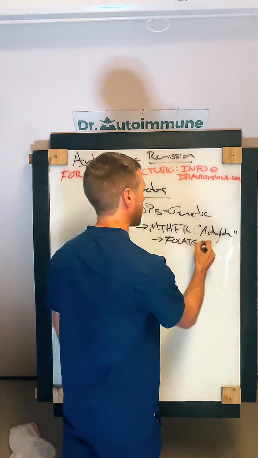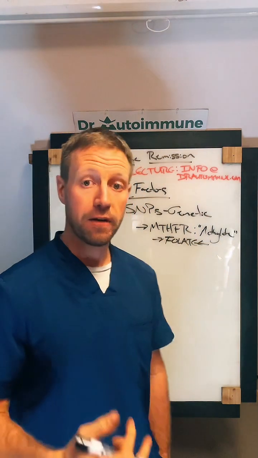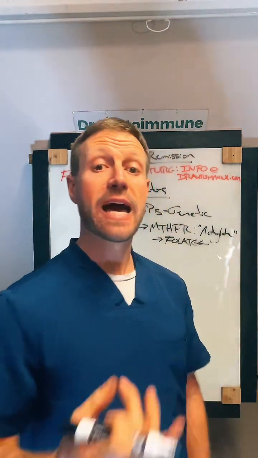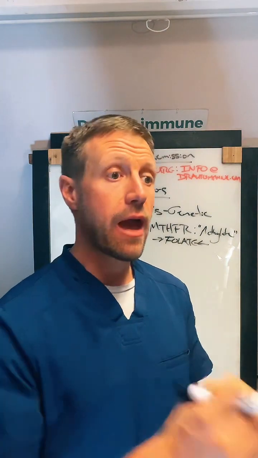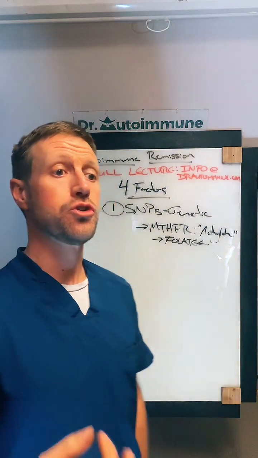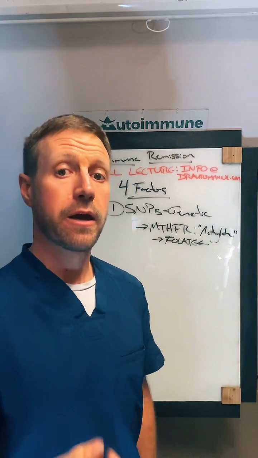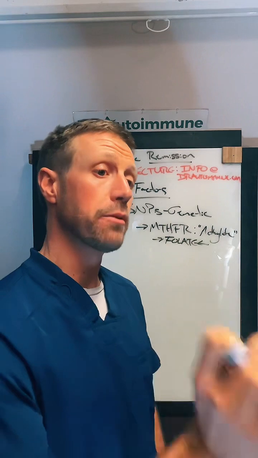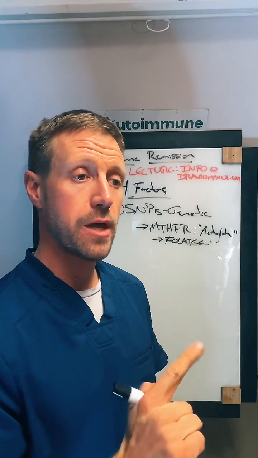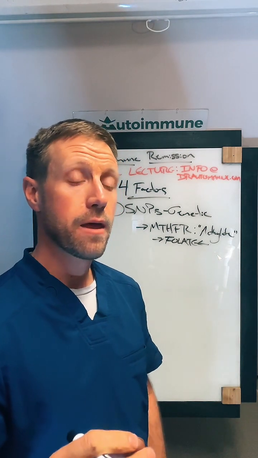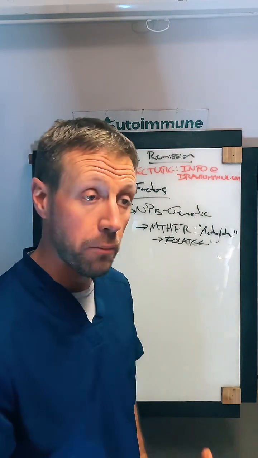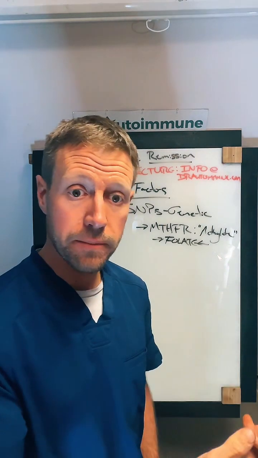So you're basically creating the active version of B9. Why do we want to do that? Because that is what's used in your mitochondria. Every single autoimmune condition that we're aware of has a connection to your mitochondria. Your mitochondria is what produces energy. If you cannot produce enough energy, you cannot regulate your immune system. So by default, a mitochondrial dysfunction is a hallmark finding in autoimmunity.